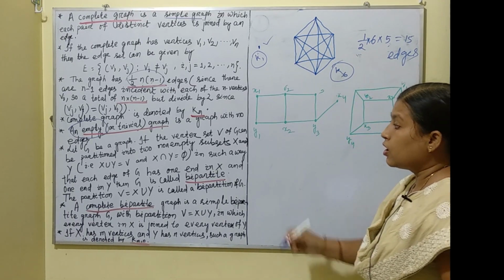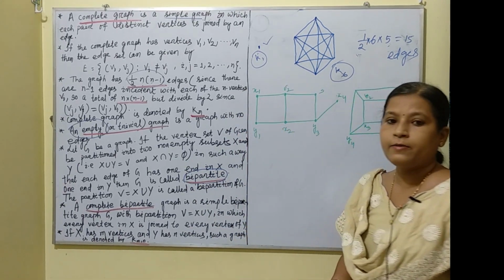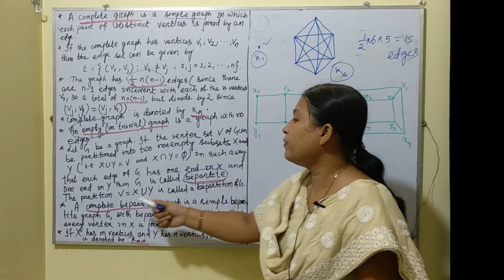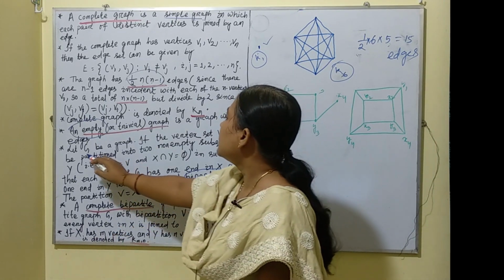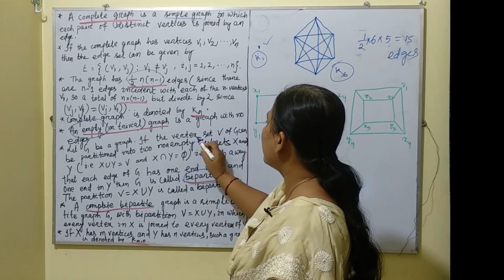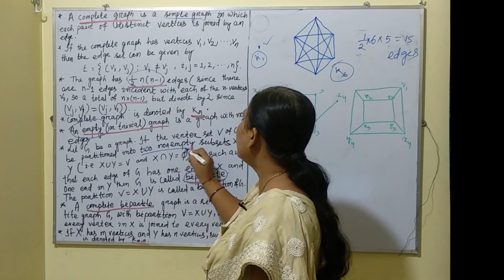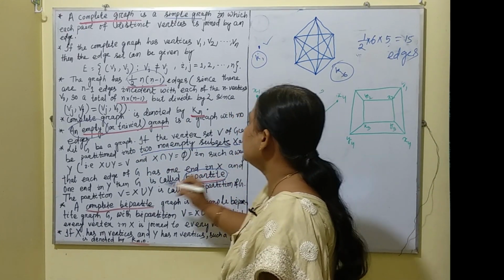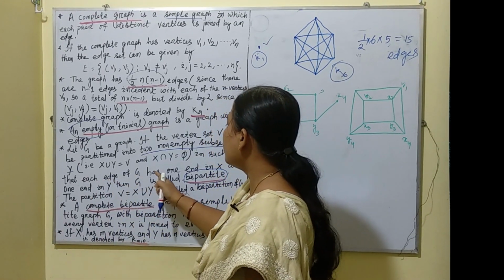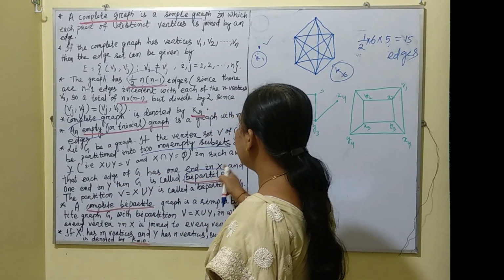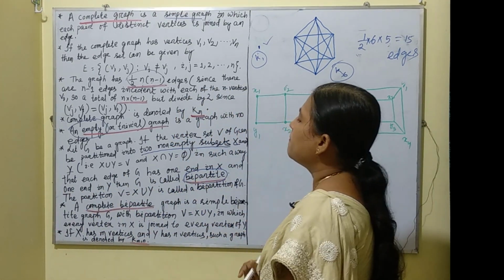So let's come to the next graph, bipartite graph. This is a very famous graph, bipartite graph or complete graph. So what is a bipartite graph? Let G be a graph. If the vertex set V of G can be partitioned into two non-empty subsets X and Y in such a way that each edge of G has one end in X and one end in Y, then G is called bipartite.